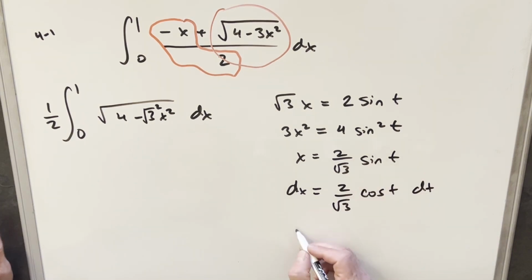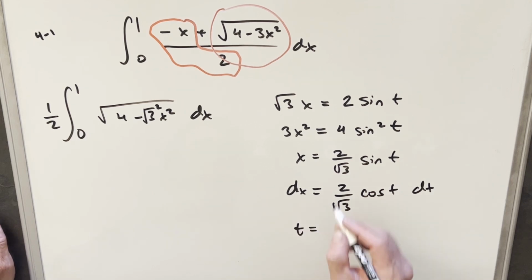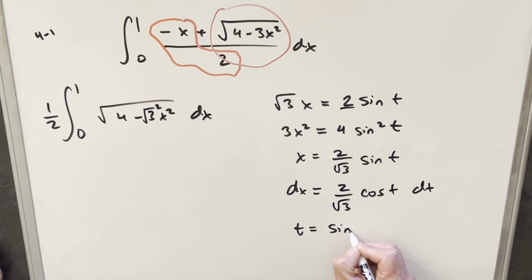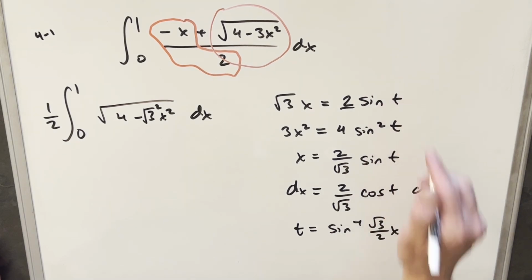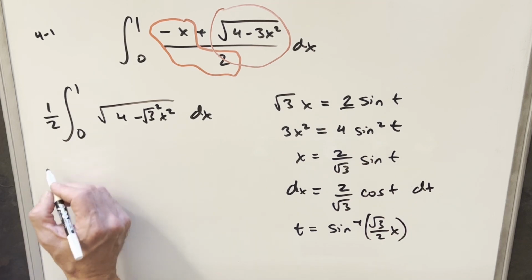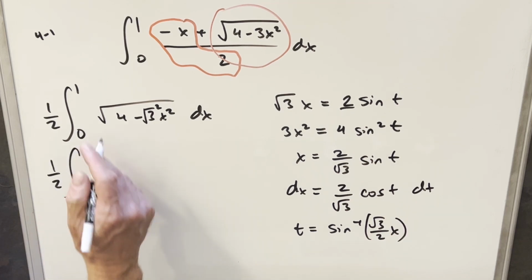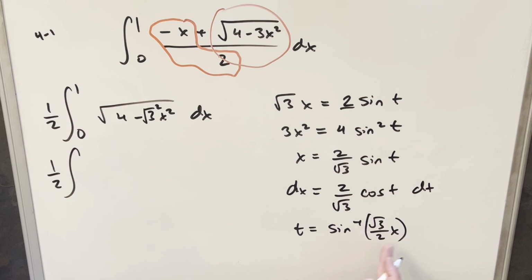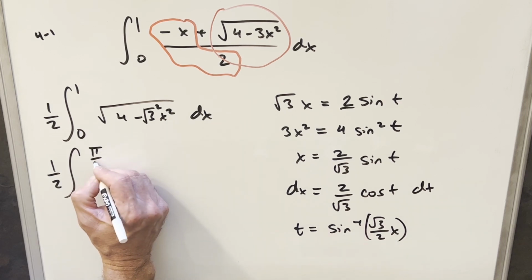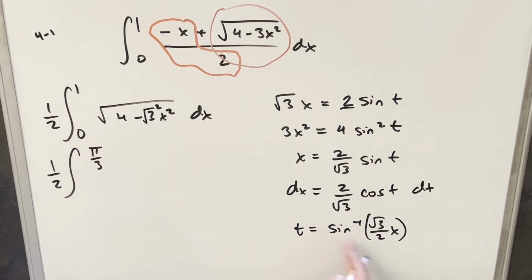One more thing real quick, I will get a value for t. If I divide by 2 here, I can isolate this as arc sine of square root of 3 over 2 x, just solving for t from this first equation. Now I'm ready to substitute, so we'll still have our half out front. I'll plug a 1 in right here. Arc sine of square root of 3 over 2 is just pi over 3. And then plugging a 0 in, arc sine of 0 is just 0.